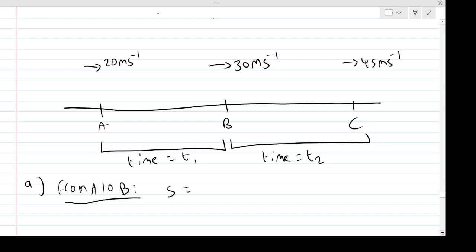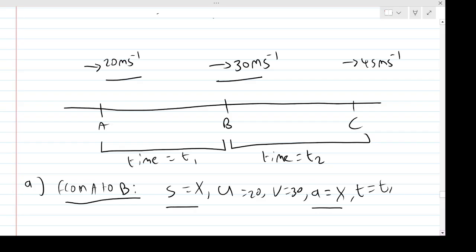my distance, I don't know anything about, I don't care about it. U is 20, V is 30 if it goes from A to B. A, well, I don't know it, but I might need it. But I'll leave it there for now. T is T1. Now I'm going to need either displacement or acceleration, right? I'm going to need either.